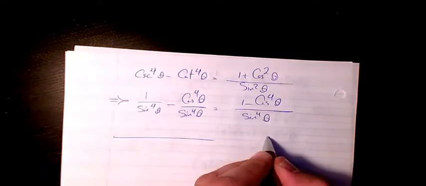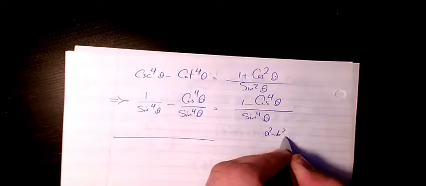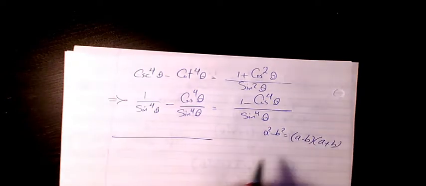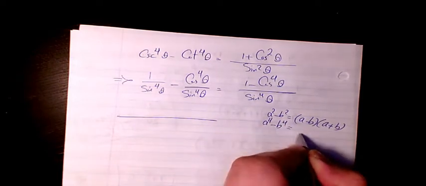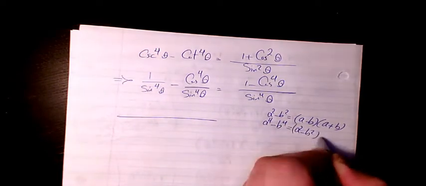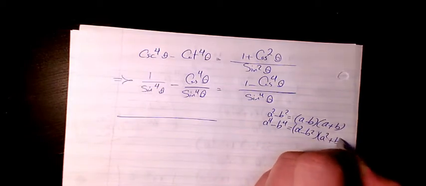Again, based on the difference of squares, a squared minus b squared is going to be equal to a minus b times a plus b. Or I can say a to the power of 4 minus b to the power of 4 will be equal to a squared minus b squared times a squared plus b squared.